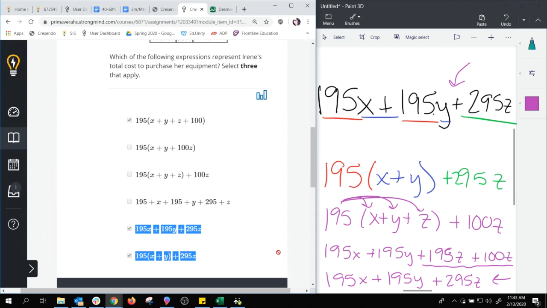So Chelsea, you were very close. This one is definitely tricky. But then you're good to submit once you have this done.